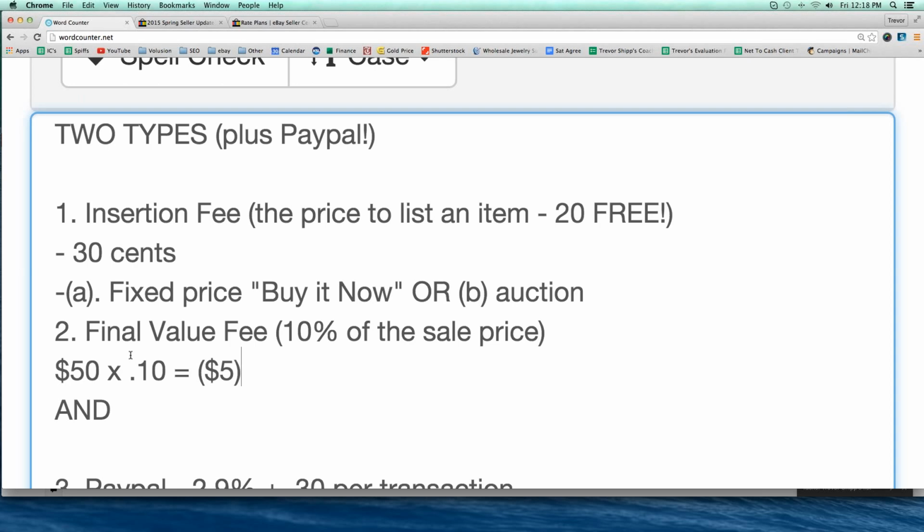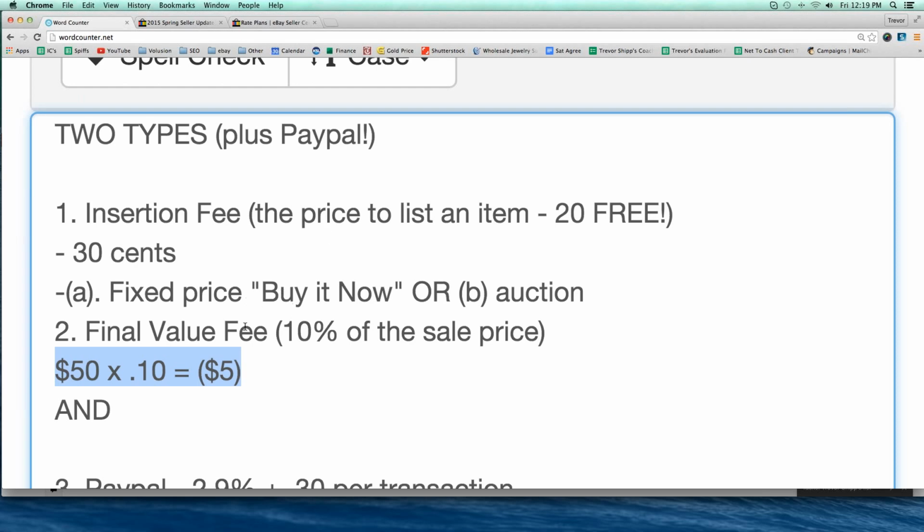So that's how eBay makes money. That's how they stay in business. And so although 10% might seem a little high, it's pretty fair considering the fact that they're just sending you customers. Okay, that's called your final value fee. Again, that only really gets billed to you if you make a sale. So we'll just make sure we calculate that final value fee into what we're doing, and then it's not a big deal.